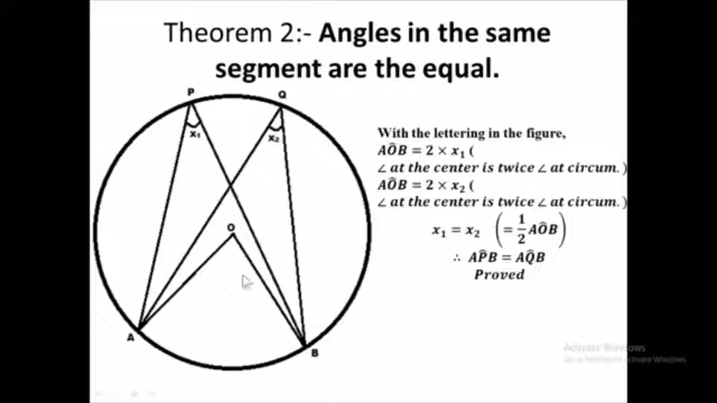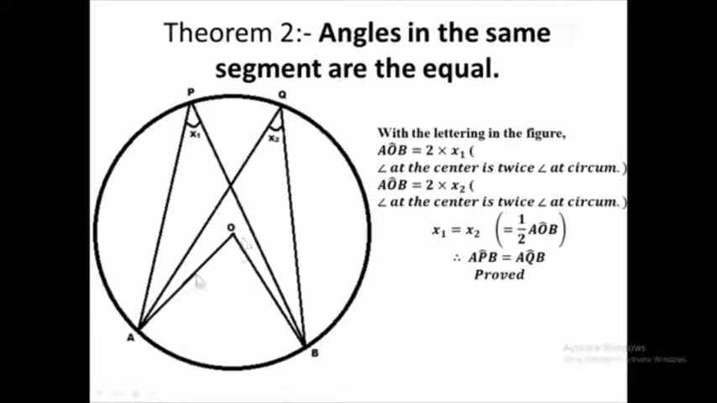So in this problem, with the lettering in the figure, angle AOB is 2 times x1, the reason being that the angle at the center is twice the angle at the circumference. And angle AOB is also 2 times angle x2, for the same reason. Which means that x1 and x2 are equal because they are both half of the angle AOB. So angle x1 is equal to angle x2.